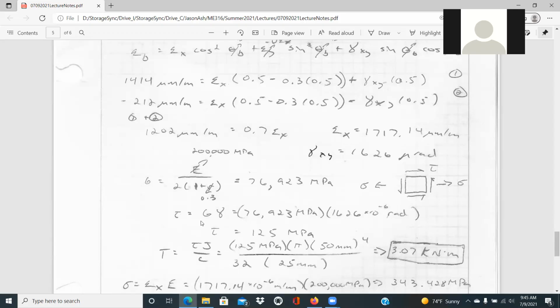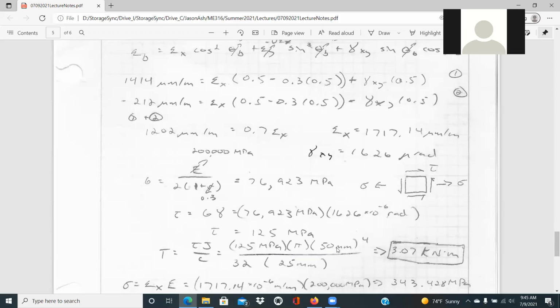And so that shear stress would equal the shear modulus times the shearing strain that we just calculated. 1626 microradians is the same as 1626 times 10 to the minus 6 radians. That will give us a shear stress of 125 megapascals. And then the torque, remember shear stress is equal to TC over J. So just rearranging that, the torque would be equal to the shear stress times J over C. And we just solved the shear stress, 125 megapascals.